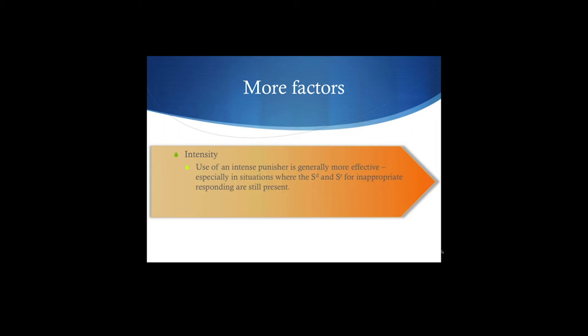But if you use a punisher that's rather weak, like a very mild spanking, a mild slap on the hand, then you're likely to habituate to that very quickly. So in order for you to try to reduce the behavior the next time it happens, you're going to try something a little more intense, and a little more intense, a little more intense.